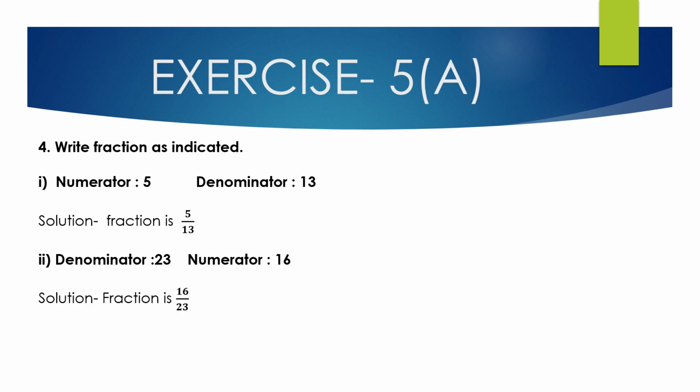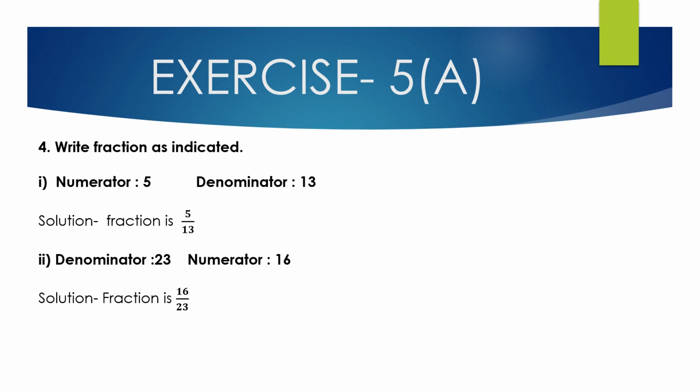Now we will solve question number 4. Question number 4 is: write the fraction as indicated. First bit is numerator 5, denominator 13. So fraction will be, fraction is represented as number of equal parts divided by total parts, equal to numerator divided by denominator. So fraction will be 5 divided by 13. Here 5 is the numerator and 13 is the denominator.